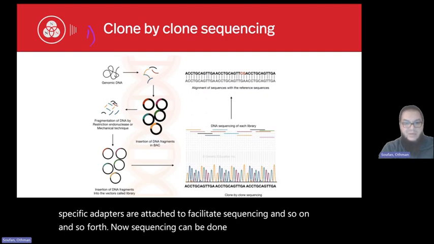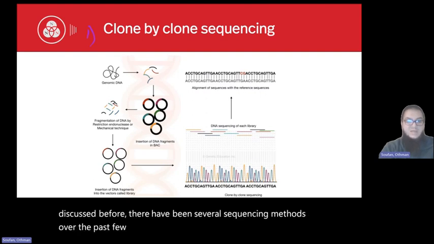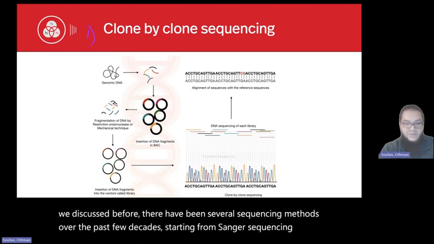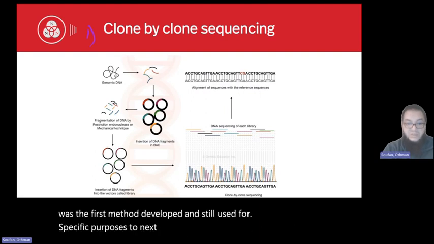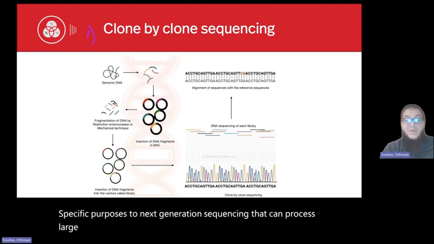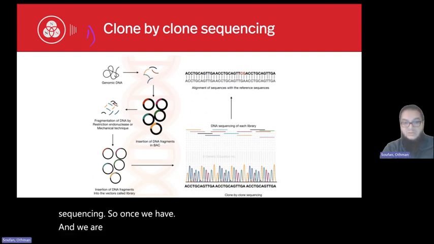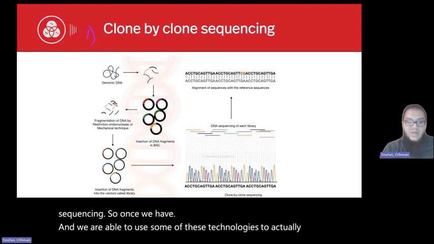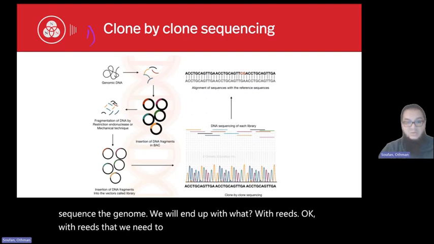Now, sequencing can be done in different ways. As we discussed before, there have been several sequencing methods over the past few decades, starting from Sanger sequencing, which was the first method developed and is still used for specific purposes, to next generation sequencing that can process large amounts of DNA in parallel, like Illumina, until we went to third generation sequencing, like Oxford Nanopore sequencing. Once we are able to use some of these technologies to sequence the genome, we will end up with reads that we need to assemble together to solve the puzzle.